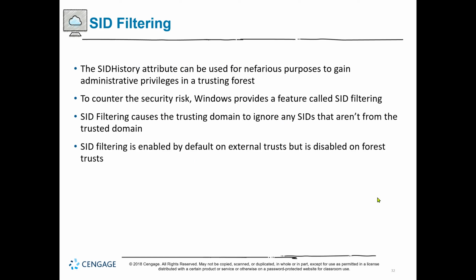SID filtering. The SID history attribute can be used for nefarious purposes to gain administrative privileges in a trusting forest. To counter the security risk, Windows provides a feature called SID filtering. SID filtering causes the trusting domain to ignore any SIDs that aren't from the trusted domain. SID filtering is enabled by default on external trusts, but is disabled on forest trusts.